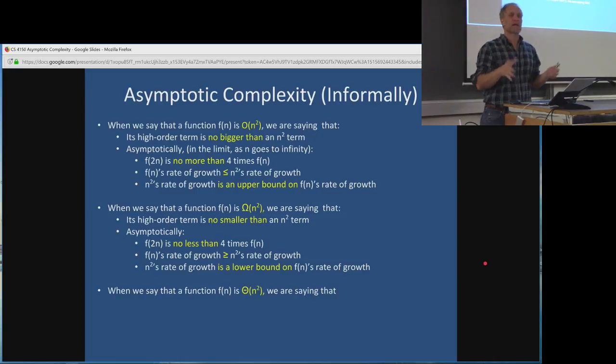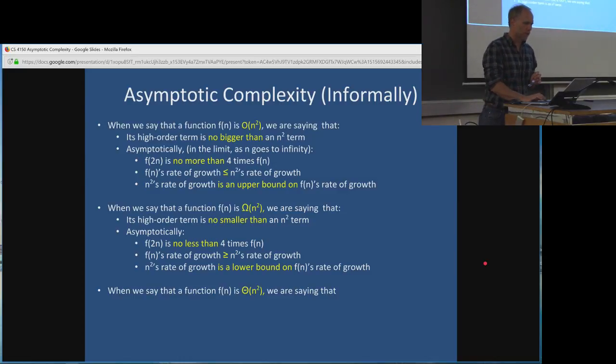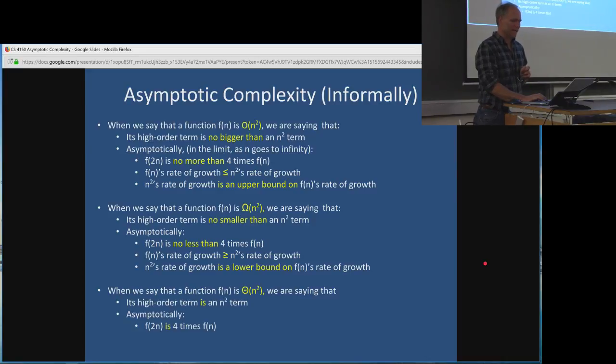Now, in a lot of books and in a lot of informal conversation, people often say O when they mean theta. You know, they say best case of quicksort's O of n log n. Well, that's true, but it's better to say theta of n log n. We really know it's no bigger, no smaller. It is n log n. So in here, the higher order term is an n squared term. The doubling behavior is a factor of 4. The rate of growth is the same as n squared.